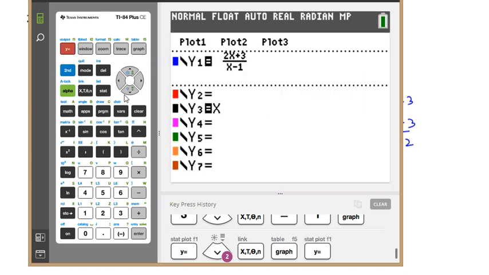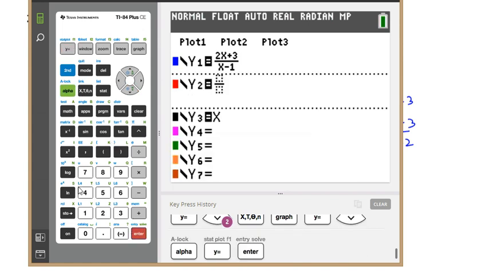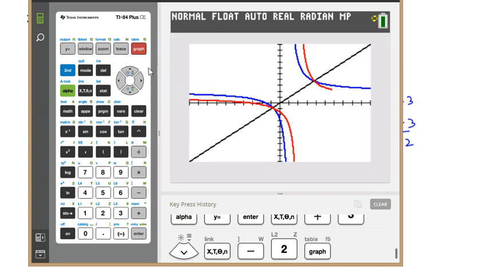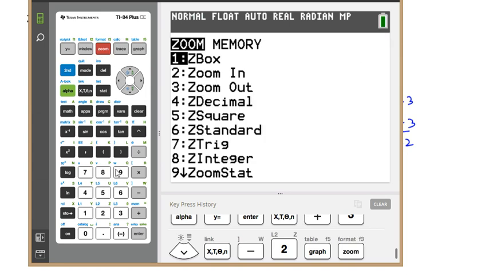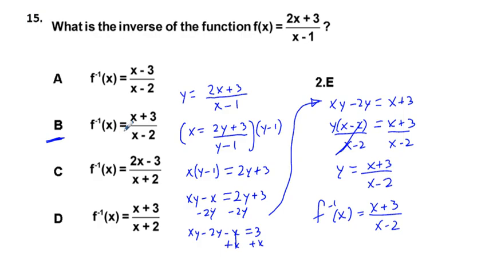So now we go to our supposedly correct answer, which is x plus 3 over x minus 2. And we'll graph that. And I don't know if you can see this. I'm going to go to zoom square to get a more proportionally correct look at it. So these are reflections about the line y equals x. Okay. Next.